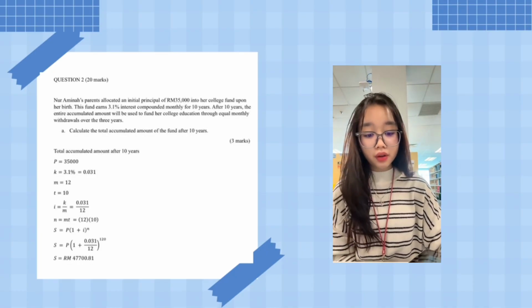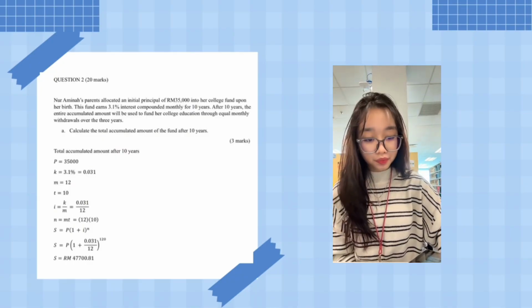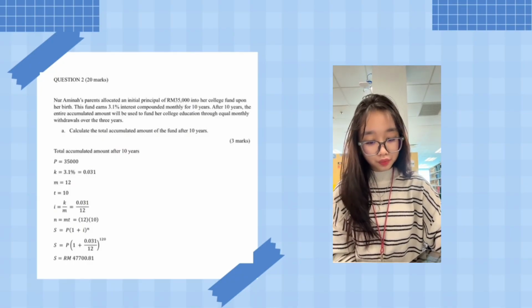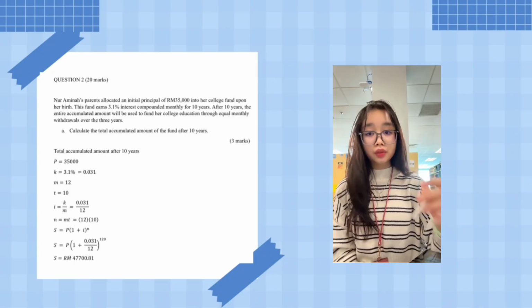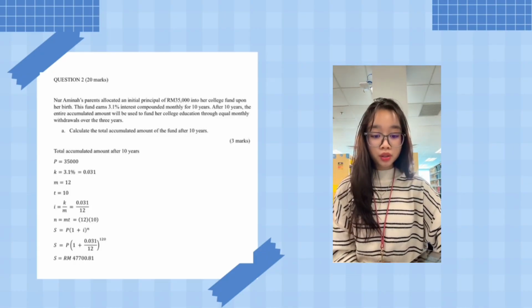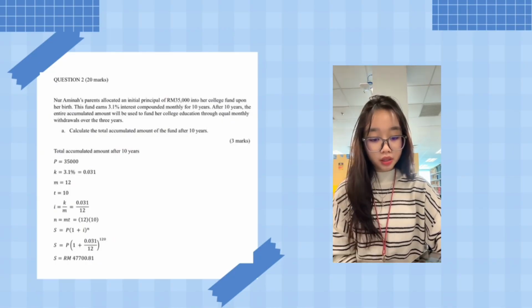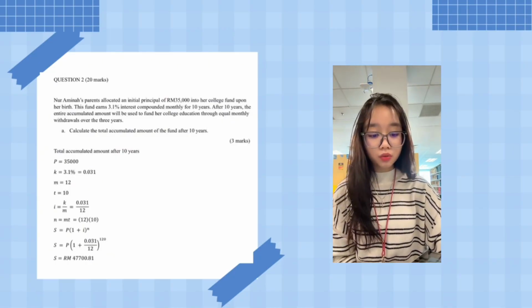Next, we calculate the variables we need for the formula, the periodic interest rate I and the total number of periods N. For I, we take K, which is 0.031, over M, which is 12. For N, we multiply M by T, which is 12 times 10 equals 120.